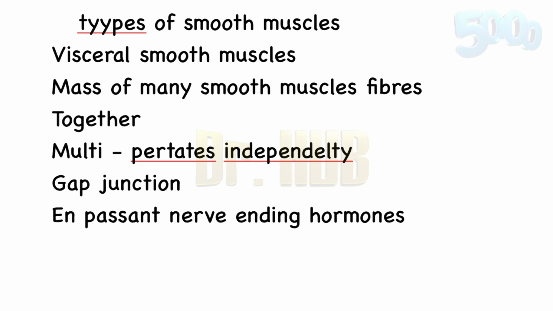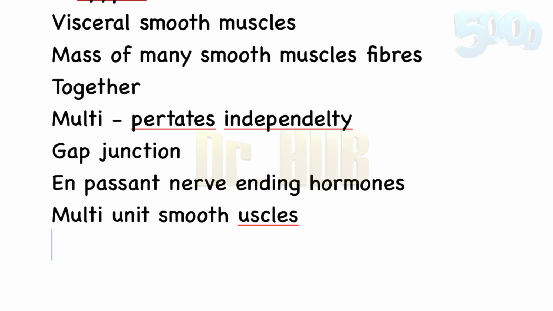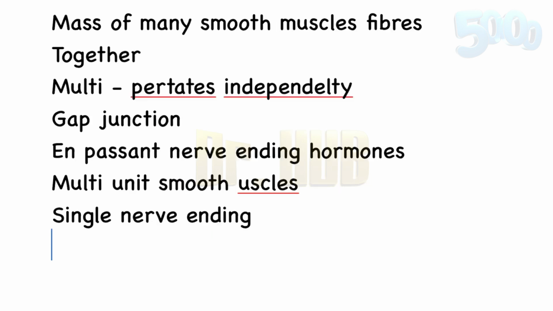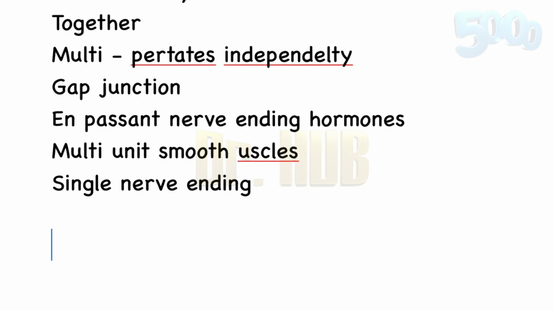Now in multi-unit smooth muscles, the innervation is by single nerve endings. So multi-unit smooth muscles are innervated by single nerve endings, that is, by the endings of the nerve fibers.